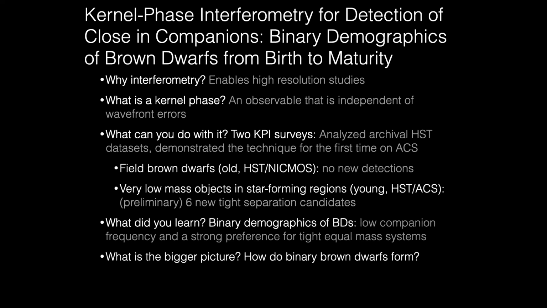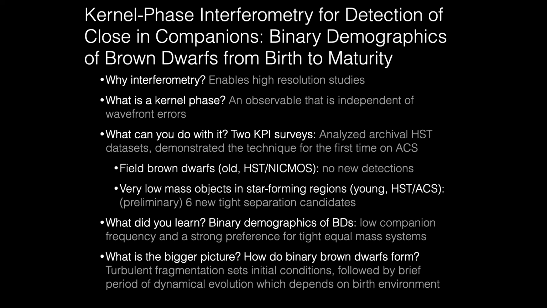So stepping back a little bit, what can we learn from this? I have these 2 catalogs. I can look at the population demographics of what we actually looked at. And we see kind of trends that were previously known, but we're now looking at them at different scales. So a decreasing trend of companion fraction as a function of primary mass, and a strong preference for tight binaries of equal mass objects at this low mass end of brown dwarfs. And then from the bigger picture, taking another step back, what does this tell us about how they form? And that comes down to turbulent fragmentation, which I will talk about in a second, setting the initial conditions, and then followed by a brief but very important period of dynamical evolution, which kind of shapes that initial condition.